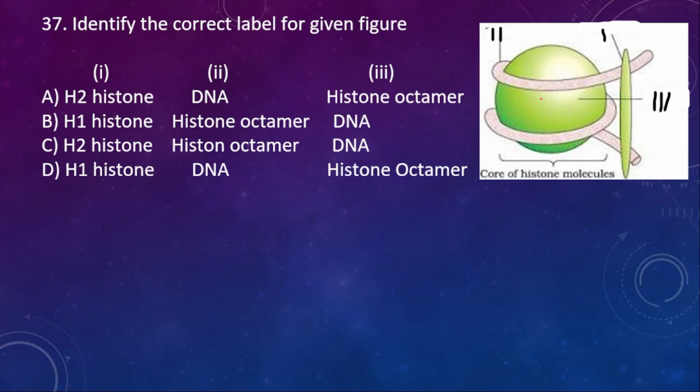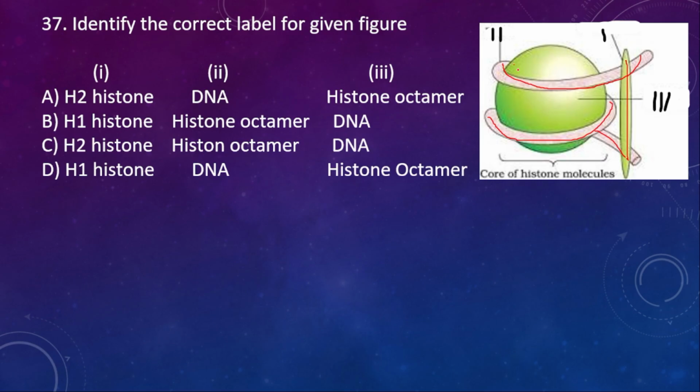Next, this is the nucleosome structure, and this one is the core. The core is a histone core, which is an octamer, and this is the DNA, and this one is one more histone, which we call H1. This is H1, this is DNA, and this one is the nucleosome, or else the core of the histone molecule.